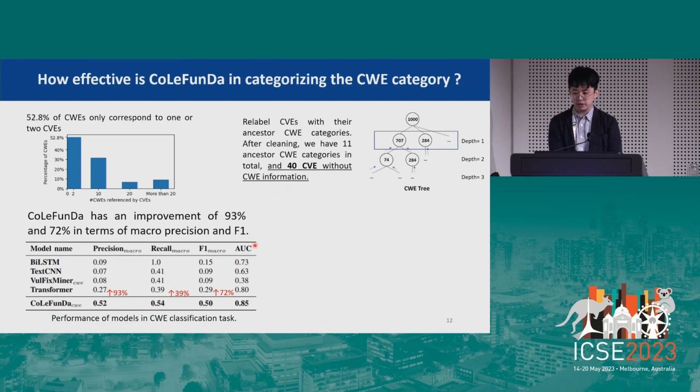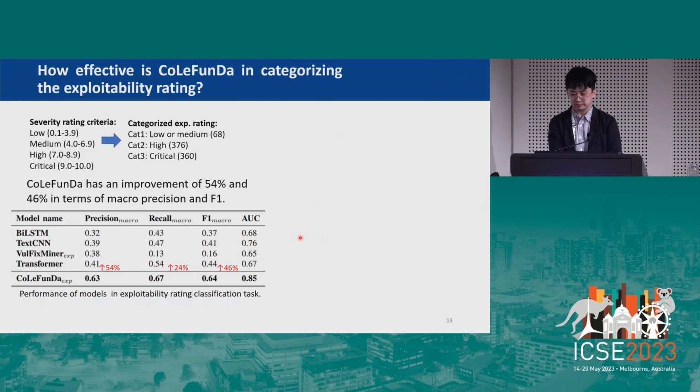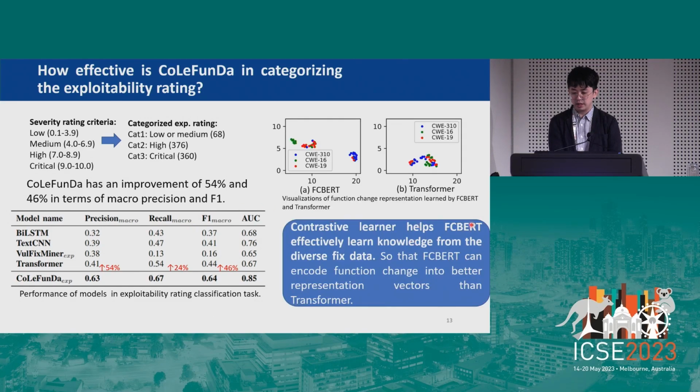And then for the CWE classification task, the evaluation result shows that Colafunda improved the macro precision and F1 score by 93% and 72% respectively. We further evaluate 40 CVEs without CWE information, and our results show that 62.5% of the CVEs can be correctly classified. As for the exploitability rating classification, our evaluation result shows that Colafunda can improve by 54% and 46% in terms of the macro precision and F1. The key of Colafunda is that it can learn the function change representation for vulnerability fixes well.